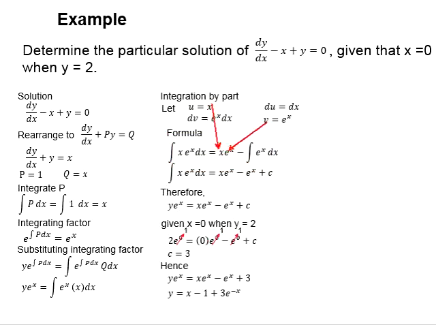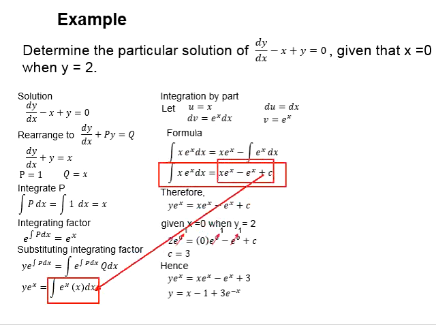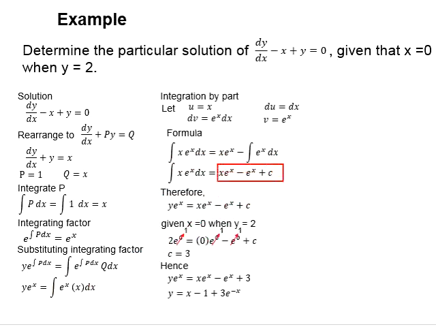uv minus integral of v du. Integrating this, you obtain this. Based on the calculation step here, you know that integrating this, you will get these functions. Substitute this into the function here, you get this.